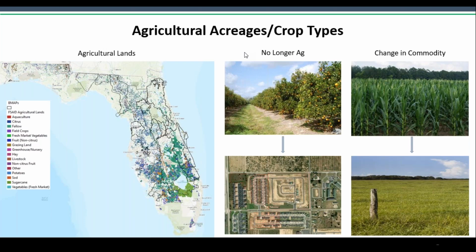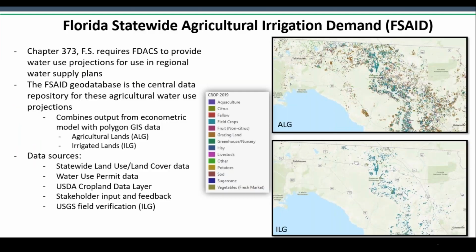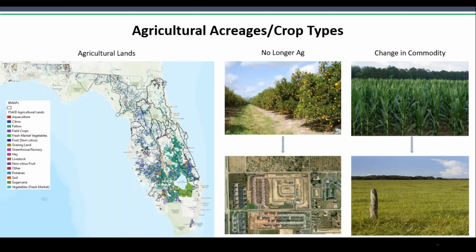There is also a lack of statewide land planning that makes these changes hard to track. BMAPs and statewide land use data cannot be updated every year, and each county regulates growth in agriculture differently, and the counties have different priorities. As you can see on the slide, we have some examples of areas that one month were citrus, and then a few months later there's houses on it. Or we have changes in commodity where you have corn and then we go to pasture. So it's just constantly changing.